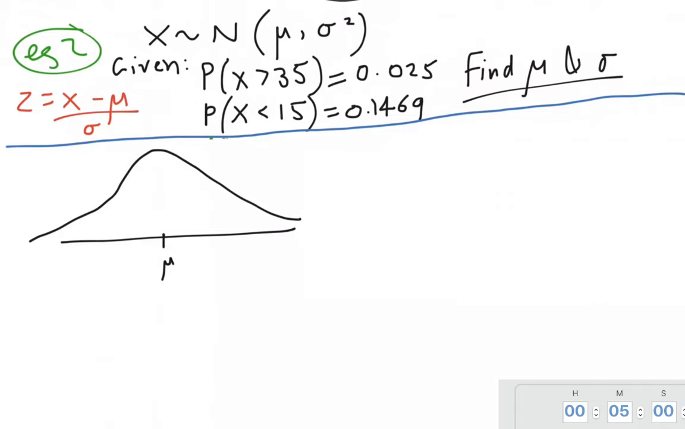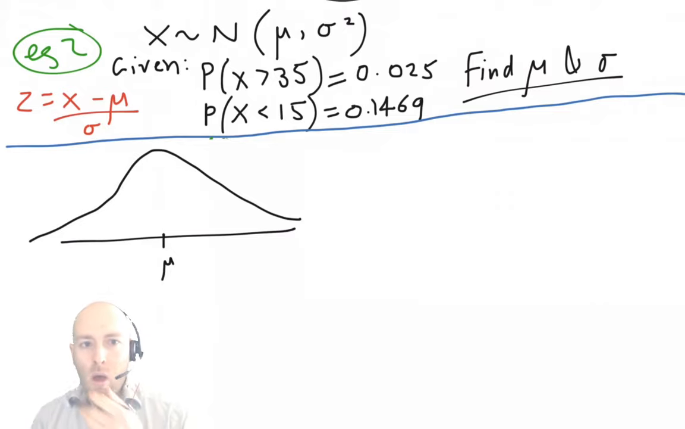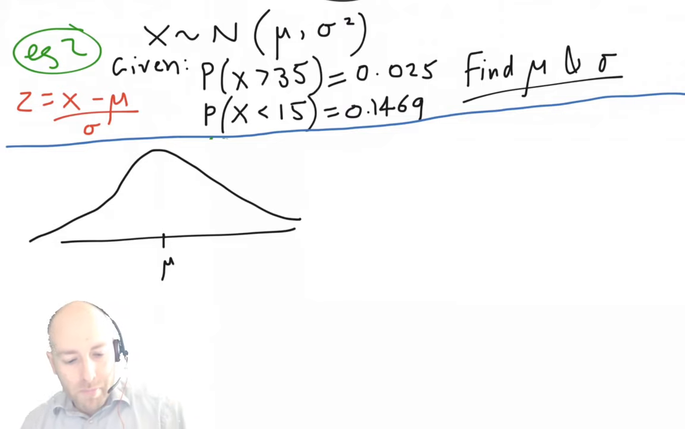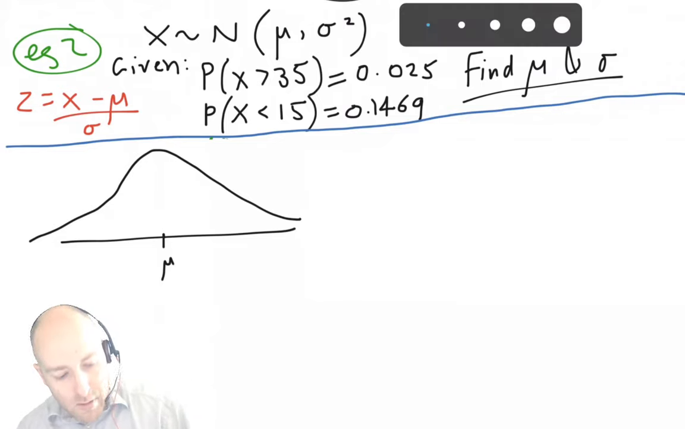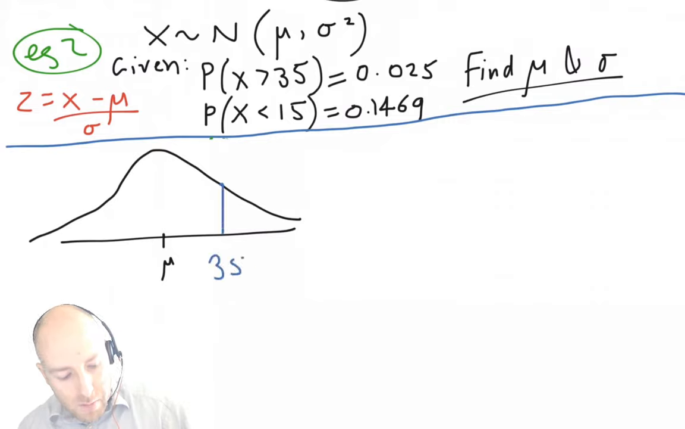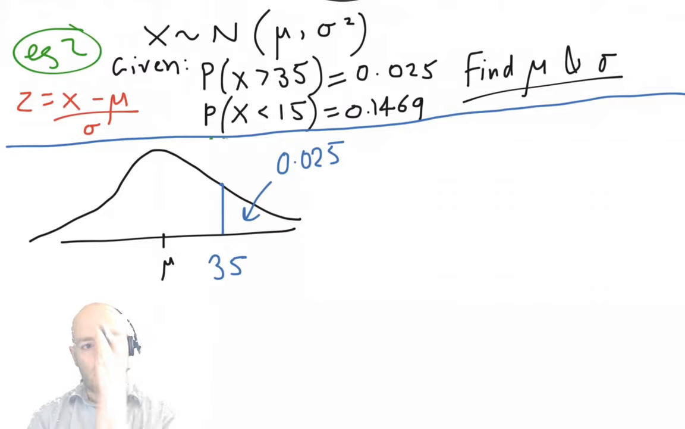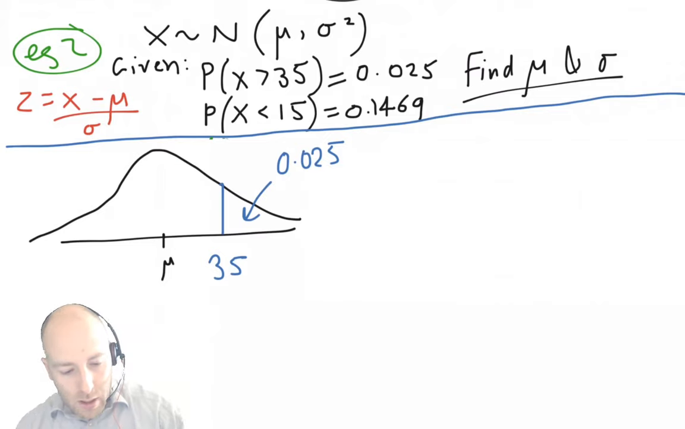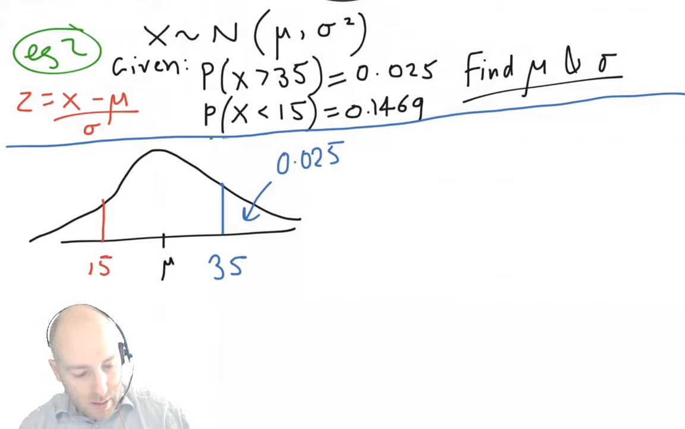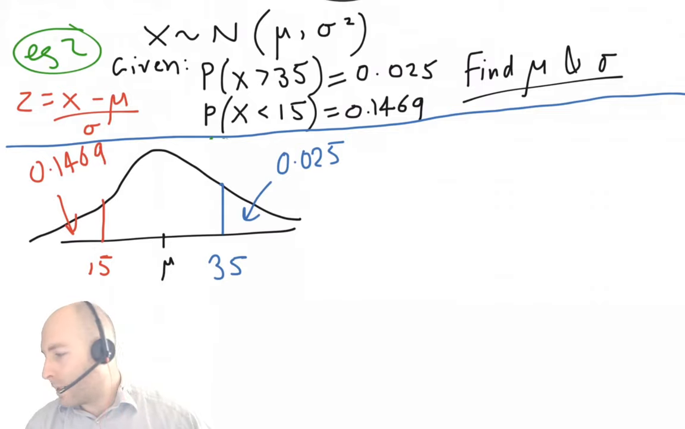Cool. Right. That is time. So, as I was just saying, 35 must be on this side, because the chance of being bigger than 35 is tiny. 5% chance of being greater than 35. And for the other one, 15 goes on this side. Hopefully that explains it.